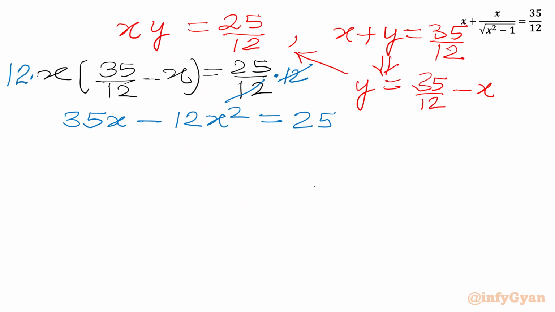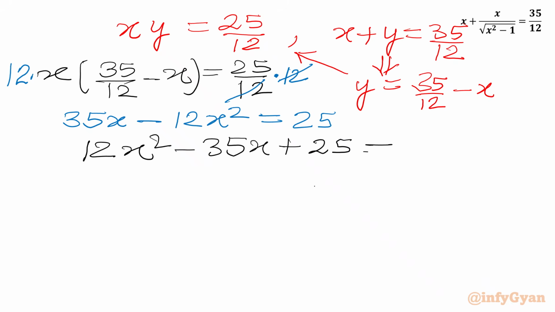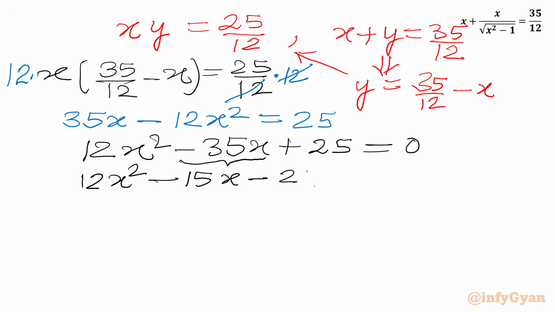Now we will take all the terms to RHS. We will get 12x square minus 35x plus 25 equal to 0. Now the equation is quadratic. We can use the factorization method. So I am going to split the middle term minus 35x. Let me split it into minus 15x minus 20x. Then we have plus 25 equal to 0.